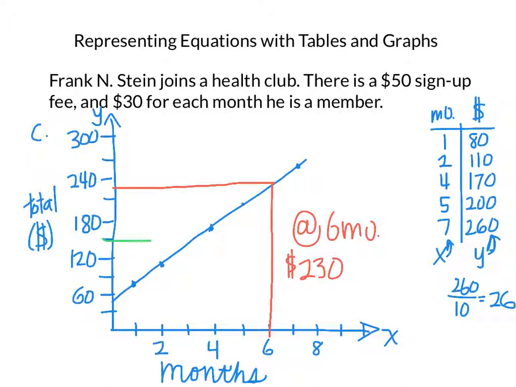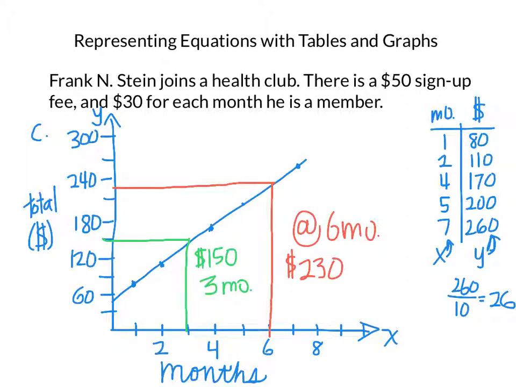$150, how long has he been a member? Well, it looks like about 3 months, just according to the way I've drawn my graph. So if he spent $150, he must have been a member for 3 months. And again, these don't have to be exact, but just using your graph, so that's why it's important to make as clear a graph as possible.